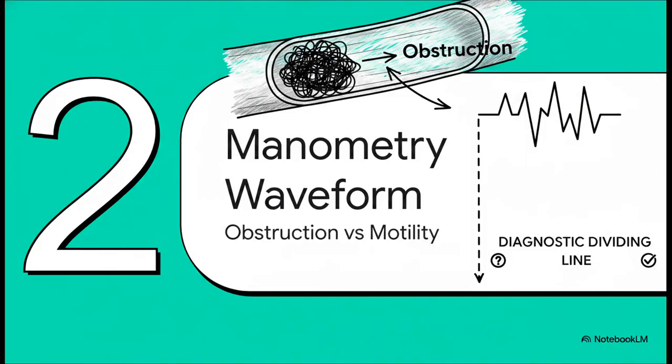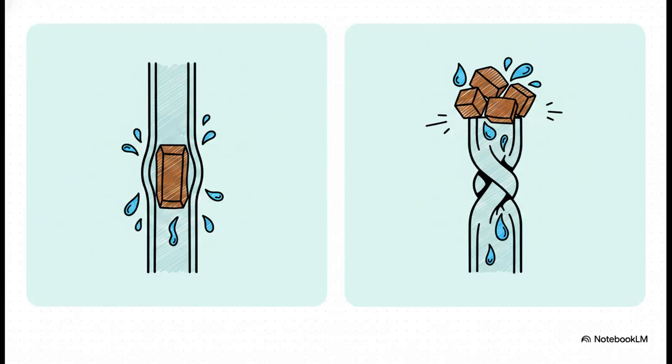Moving on to Module 2, the manometry waveform, mechanical obstruction versus functional dysmotility. Let's move up to the esophagus and find the diagnostic dividing line for dysphagia. We have to figure out if a physical mass is actually blocking the tube, or if the tube's muscles are just refusing to work. The physical progression of the patient's symptoms, that's your tipping point.